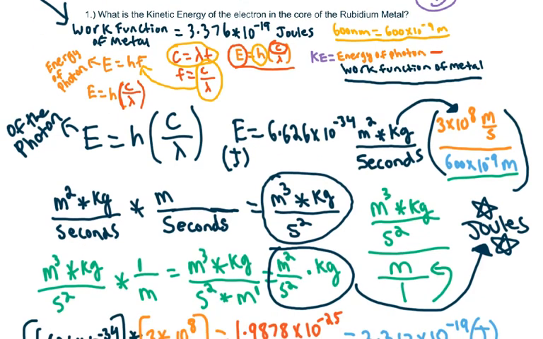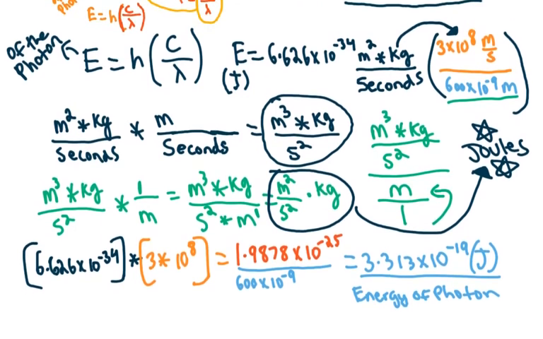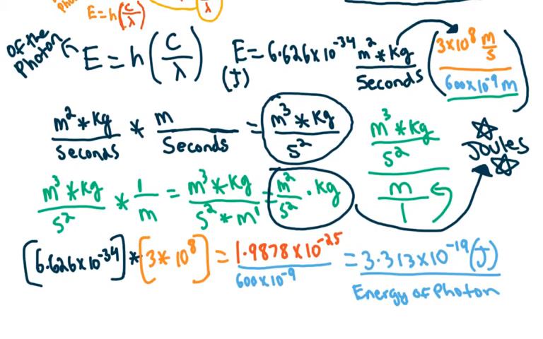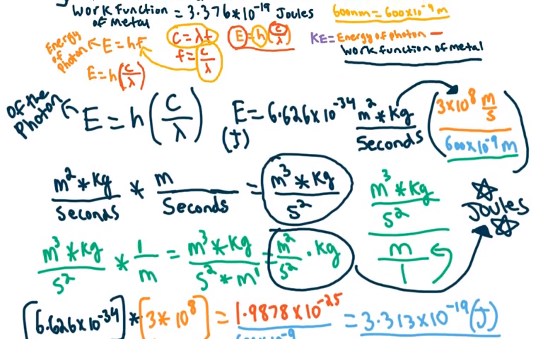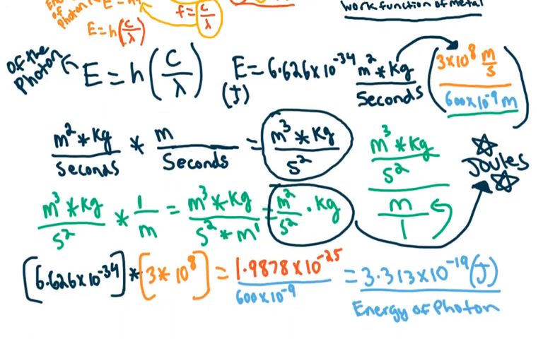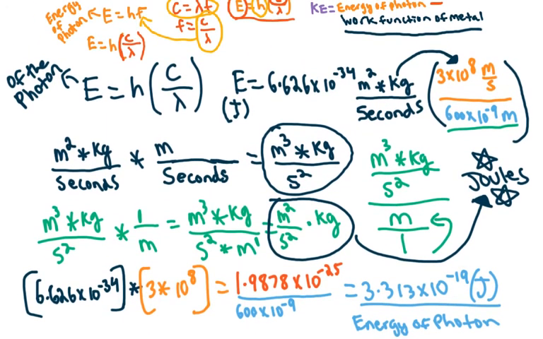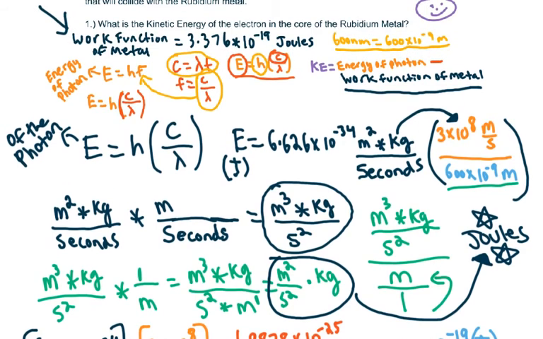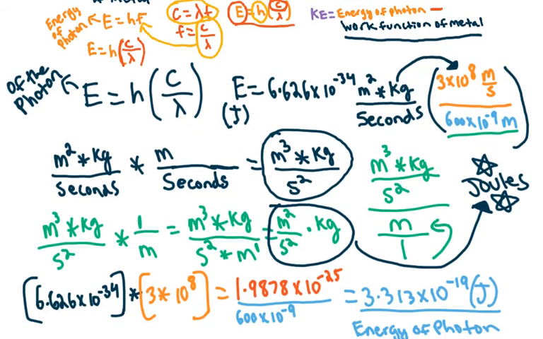Let's look at the value of the energy of the photon. We see 3.313 times 10 to the negative 19 joules. And what's the value of the work function? 3.376 times 10 to the negative 19th joules. So which is bigger? The work function is bigger by a little bit, but it's still bigger. 3.376 times 10 to the negative 19 joules is bigger than 3.313 times 10 to the negative 19 joules.